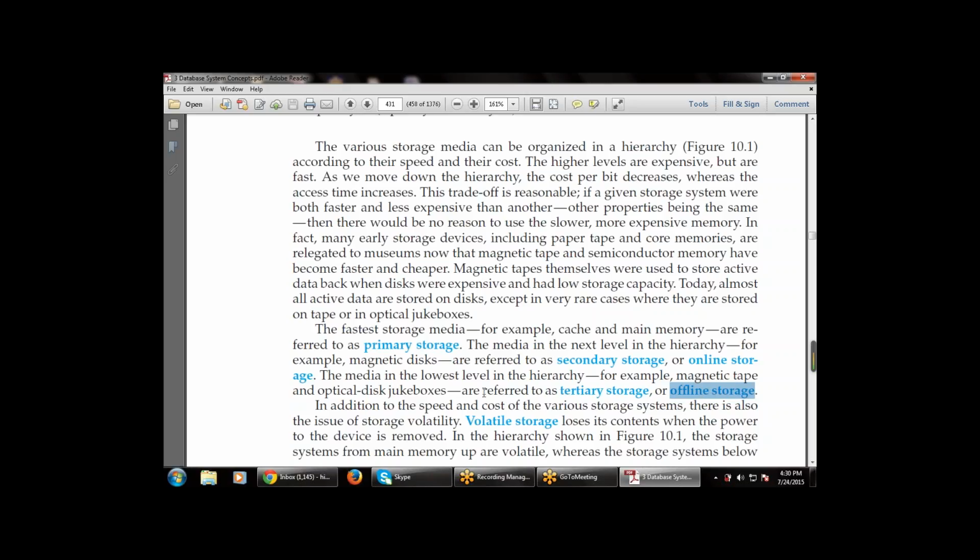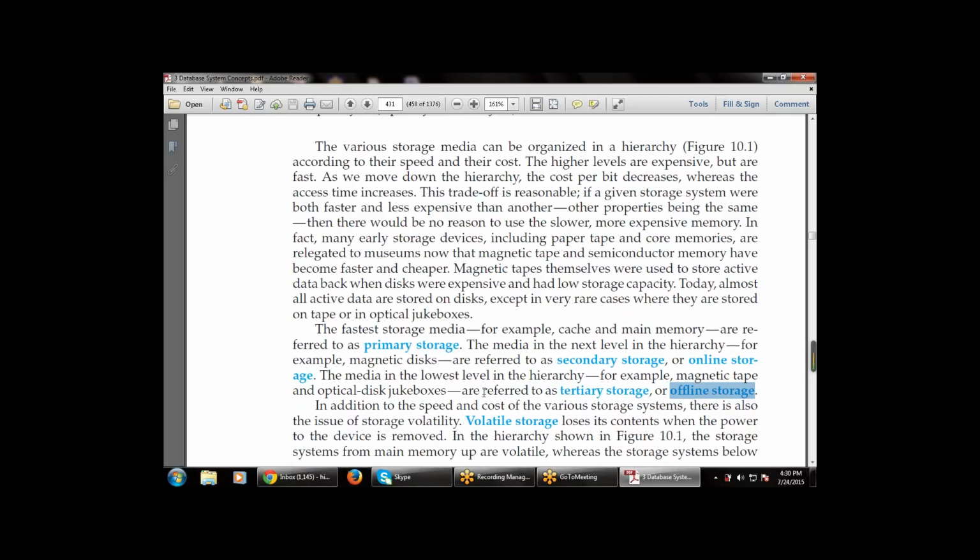So the media in the first level that is available are the cache and the main memory. The next level in the hierarchy is the magnetic disk, also referred to as the secondary storage or the online storage. And the media in the lowest level are known as the tertiary storage or the offline storage.